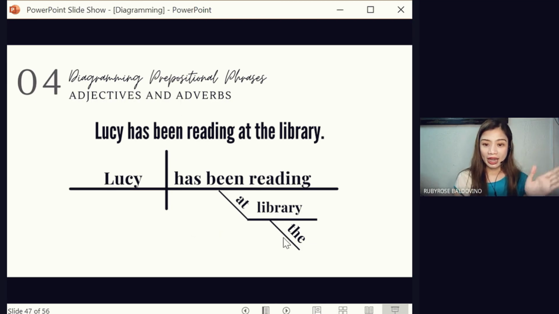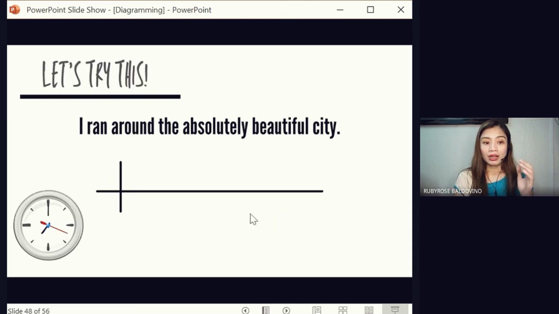So again, put the preposition on a slanted line under the word it modifies, under the verb in this case, and our preposition is at, and then put the object of the preposition on a horizontal line. Our object of preposition is the library, and then we have an article, so we just have to put it under the word library or under the object of the preposition. Okay? So let's have this example.